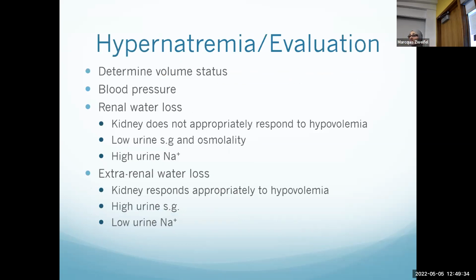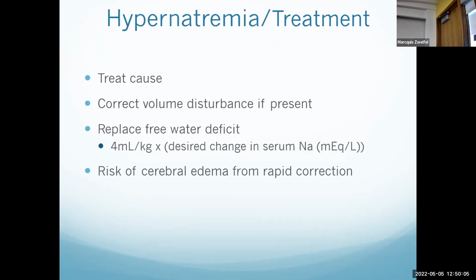What you need to do when you're evaluating them is determine their volume status, their blood pressure, and renal water loss. Does the kidney not respond appropriately to hypovolemia, with low urine specific gravity and osmolality, or is there high urine sodium? Extrarenal water loss: the kidney responds appropriately to hypovolemia, but there is high urine specific gravity and low urine sodium. Okay, hypernatremia treatment, treat the cause.